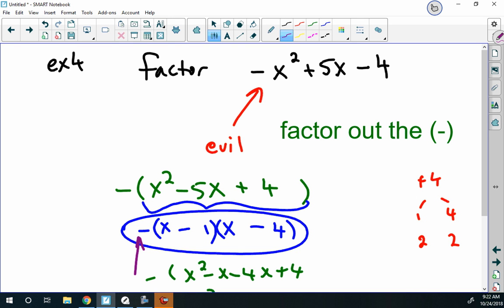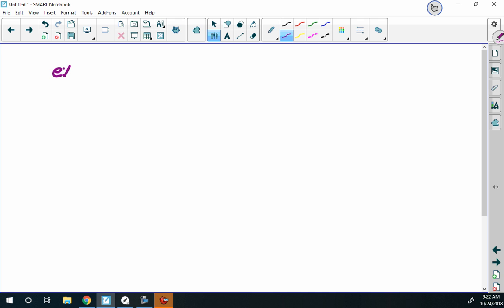Last example, here it is. Example 5. Factor 5x squared minus 10x plus 5.